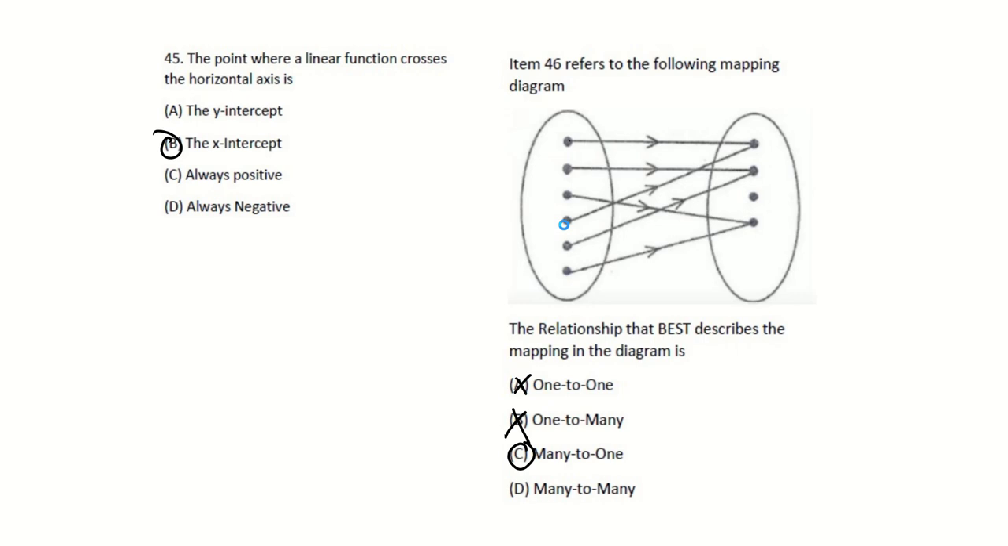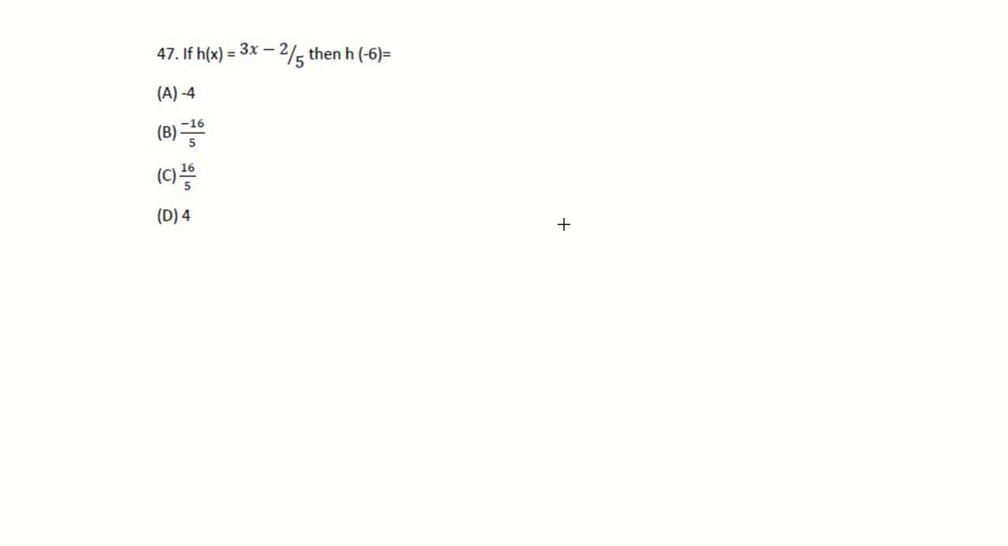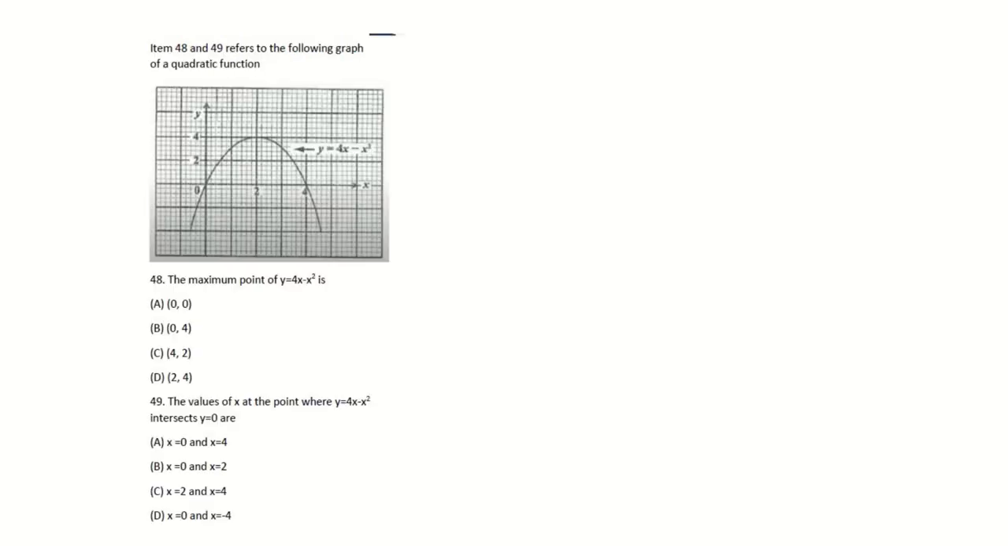Okay, great. So let's look at number 47. H of x is 3x minus 2 over 5, when it is h of minus 6, that is 3 by minus 6, which is minus 18, minus 2 is minus 20, minus 20 divided by 5. Sorry, I was thinking about the answer. So minus 20 divided by 5 is minus 4.